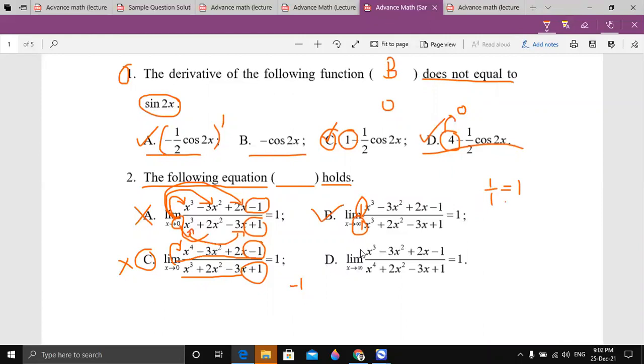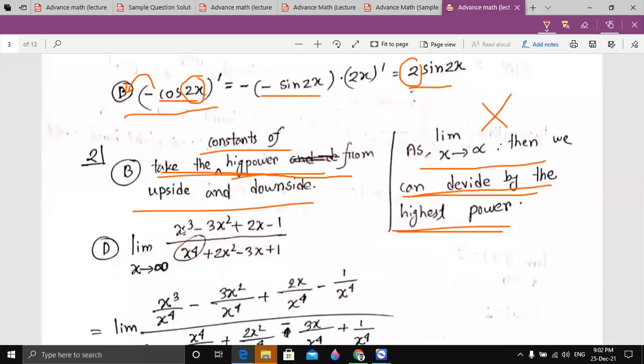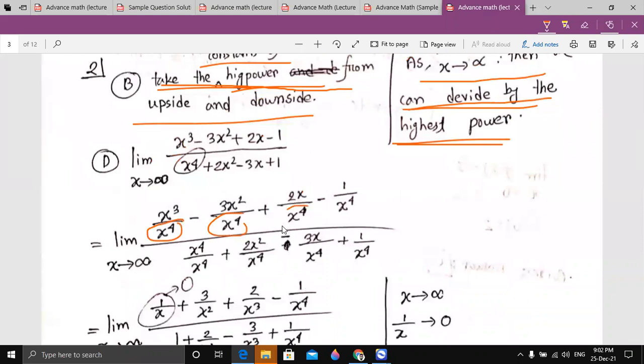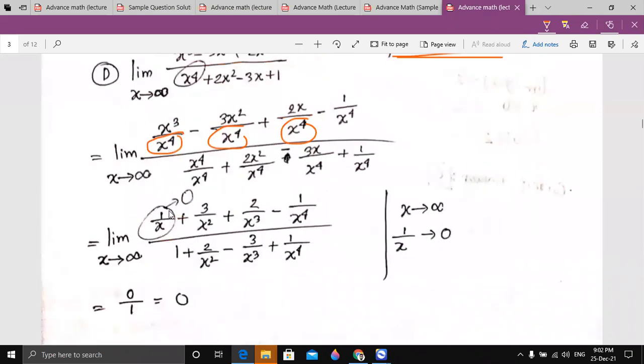And for number D, if we divide by the highest power, this is x to the power 4. So you see here, we divide by the highest power. So ultimately, we get here 1 by x, we get 3 by x square, and we get 2 by x cube. So if you plug in the value x equal to infinity, we know that any constant divided by infinity is equal to 0, right? So all this part up here will be 0.